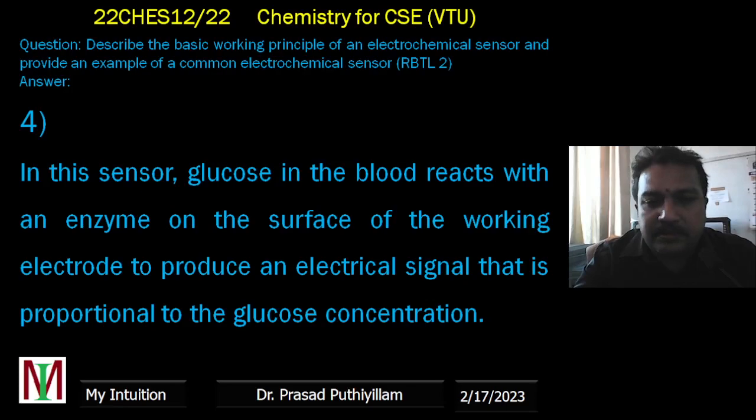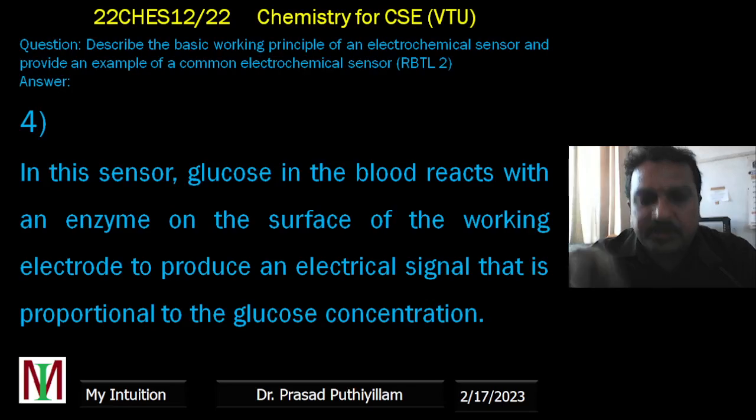Okay, a straightforward sentence, there is no complication here. The glucose in the blood reacts with the enzyme. That sensing device has an enzyme attached to it, and when blood comes in contact with that enzyme, there is a reaction happening. That is a redox electrochemical reaction.